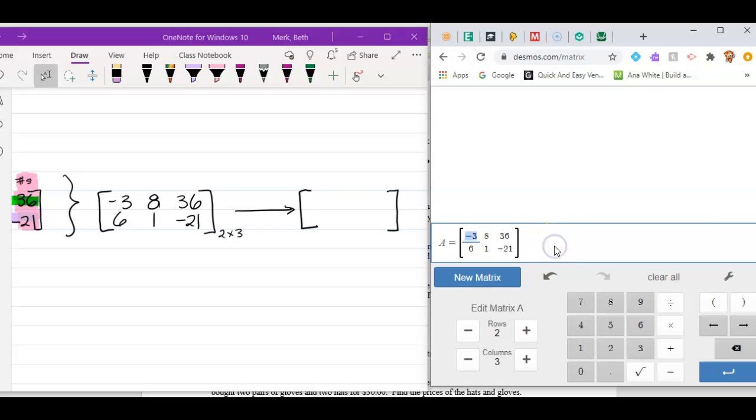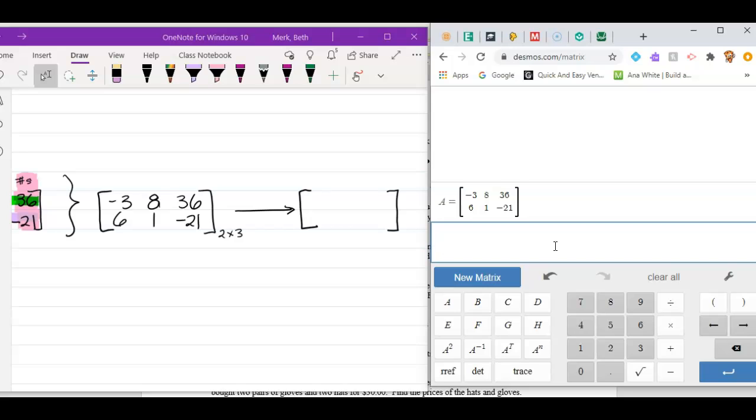And I'm going to hit enter. So I have my matrix entered into Desmos. Now I'm going to tell it that I want it in reduced row echelon form. That's RREF. So I click RREF and it says, sure, which matrix do you want me to do that for? Well, we called our matrix A by default. So I say A, and it tells me the answer right here.